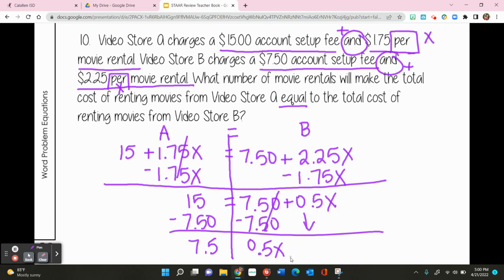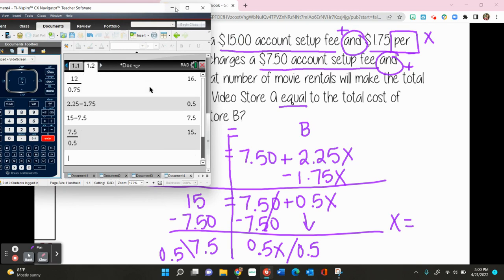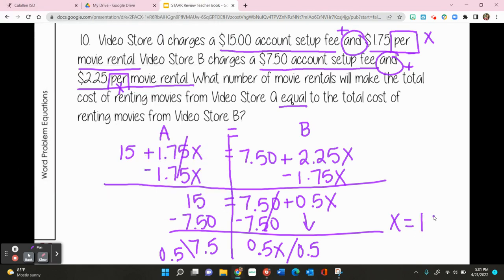Now, my last step is to see what is being multiplied or divided by x, and I have 0.5 multiplying x, so I want to do the opposite of multiplication, which is division, and I'm going to divide by 0.5 on both sides. When I do this, I'm left with x equals 7.5 divided by 0.5, which gives us 15. So here x equals 15. It's going to take 15 movie rentals for the total cost of renting movies from store A to equal the total cost at store B.